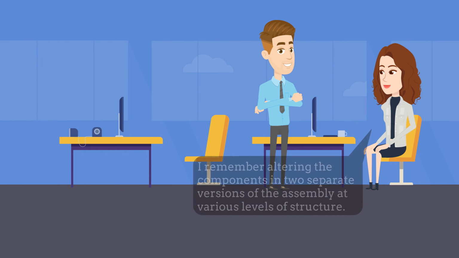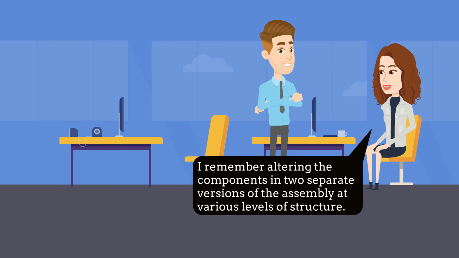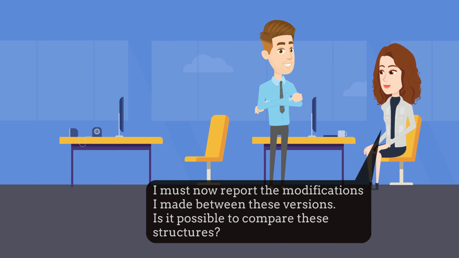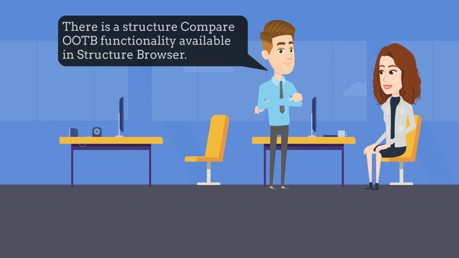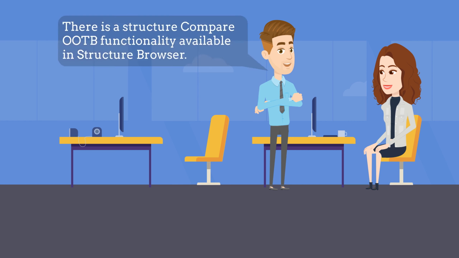Hello, John. I remember altering the components in two separate versions of the assembly at various levels of structure. I must now report the modifications I made between these versions. Is it possible to compare these structures? Absolutely. There is a Structure Compare OOTB functionality available in Structure browser.